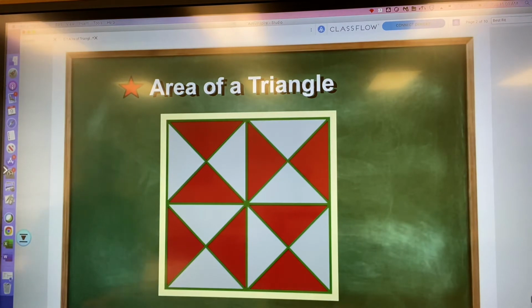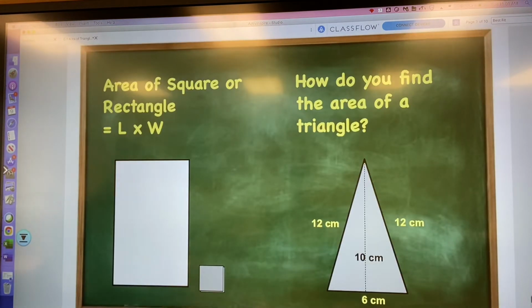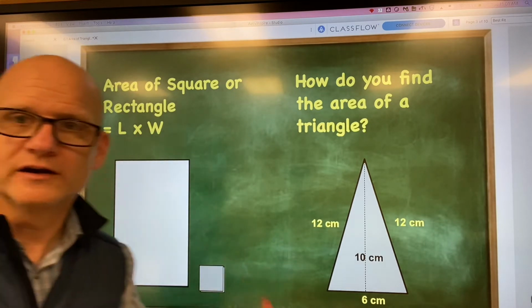Today's topic is area of triangles. So get out your composition book and a pen, and let's take some notes. How to find the area of a square or rectangle? Well, you already know. It's length times width.